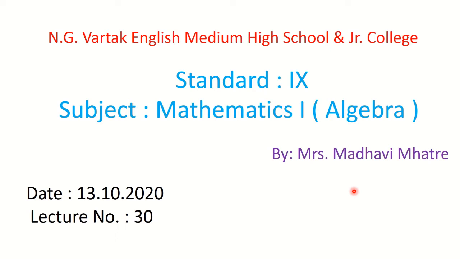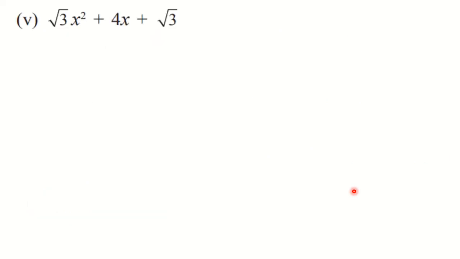We have come towards the concluding part of chapter number 3, Polynomials. We have started with the last practice set, that is 3.6, and from question number 1 we have come to the end of the first question there. So let us go further. Question number 1, sub-question number 5.